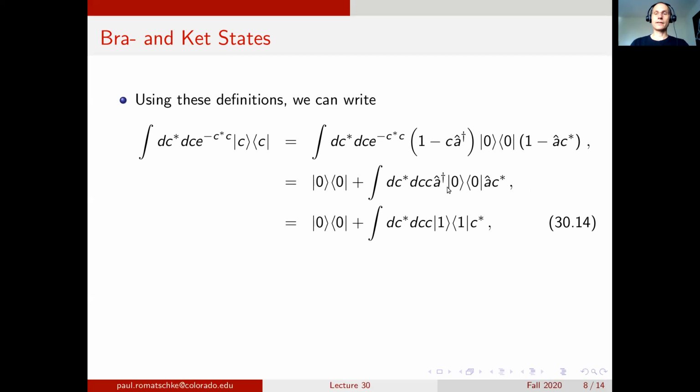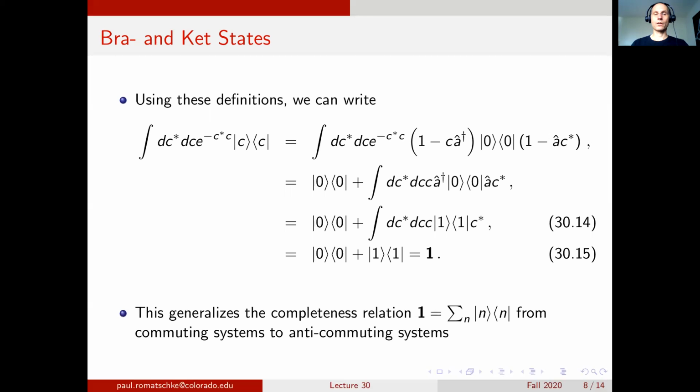Using the fact that the raising operator acting on zero just gives us the state 1, we can write this in the following form and then complete the integral over the Grassmann variables to find that this is nothing else but the sum of the outer product of state 0 and the outer product of state 1. Since there are only two states in the Hilbert space, this combination is nothing else but the unity. So this particular integral over Grassmann variables generalizes the unity relation that we have used and know from the bosonic systems that we have dealt with in the beginning of the lecture.